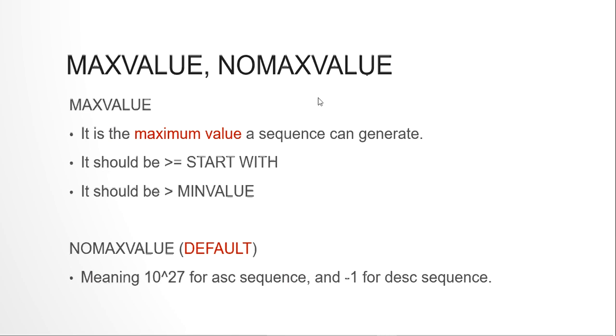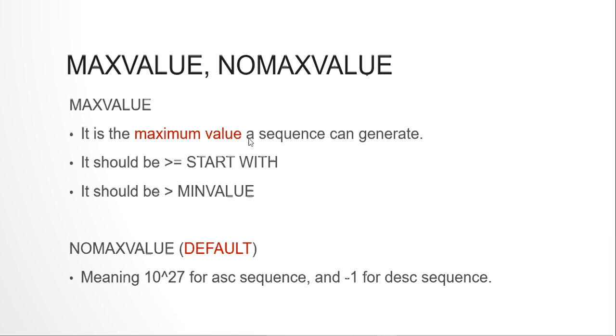Now next comes the other two parameters of max value and no max value. Over here, no max value is the default one. If you don't specify any maximum value, the no max value clause will be taken, and no max value is like 10 raised to 27. The maximum digit that we get would be like 10 raised to 27 for an ascending sequence, and for a descending sequence it would be minus 1, right? Minus 1 is the maximum value in the negative number series.